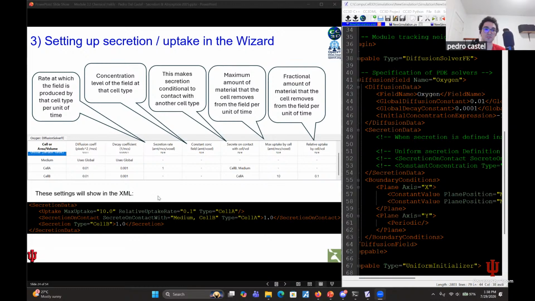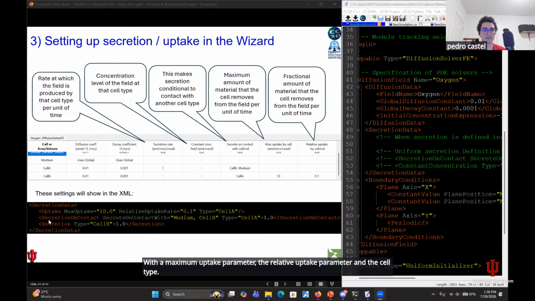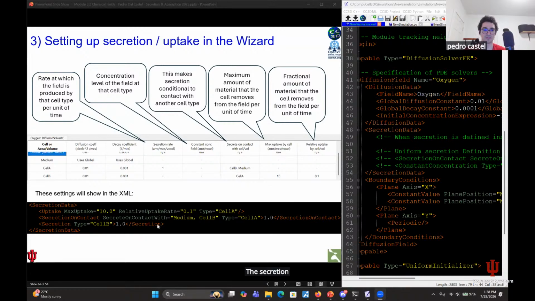All these settings will show in the XML if you activate them. So you'll see something like secretion data. If you set an uptake, there will be an uptake line with a maximum uptake parameter, the relative uptake parameter, and the cell type. The secretion on contact, if you have, there will be a list with cell types for the conditional secretion and the cell type that secretes it.